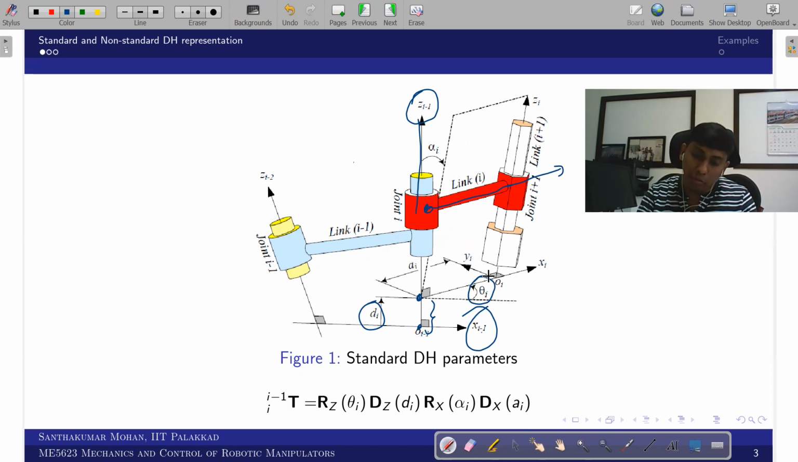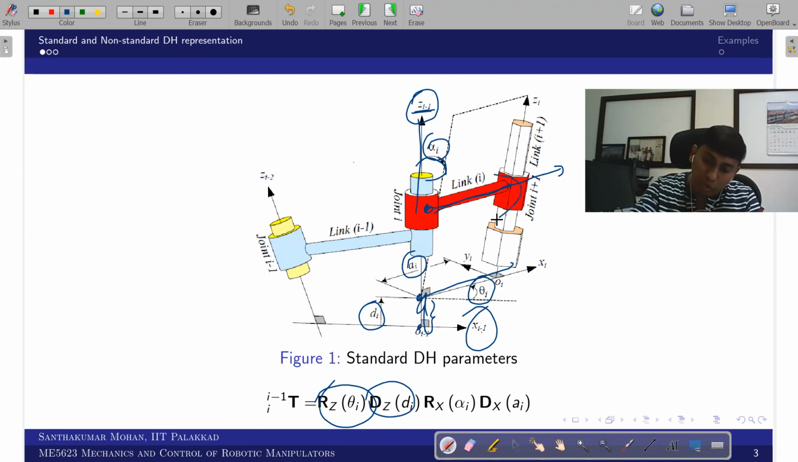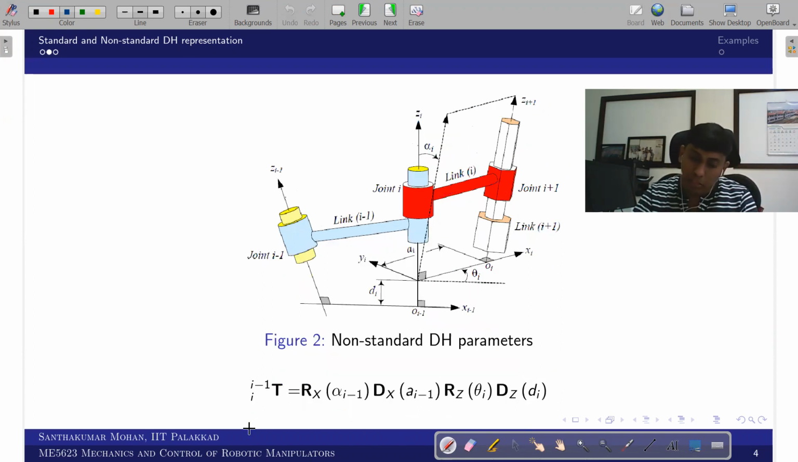Further, the i and i minus one axes are angularly apart about xi. That is what you call alpha i, and there is a distance along xi, which is a. So you see the physical representation of the DH parameters did not change. But what changed is that you look at the i minus one axis and first rotate about z, then translate about z, then rotate about x, then translate about x. This is the standard. Based on this, you can find the standard DH matrix.